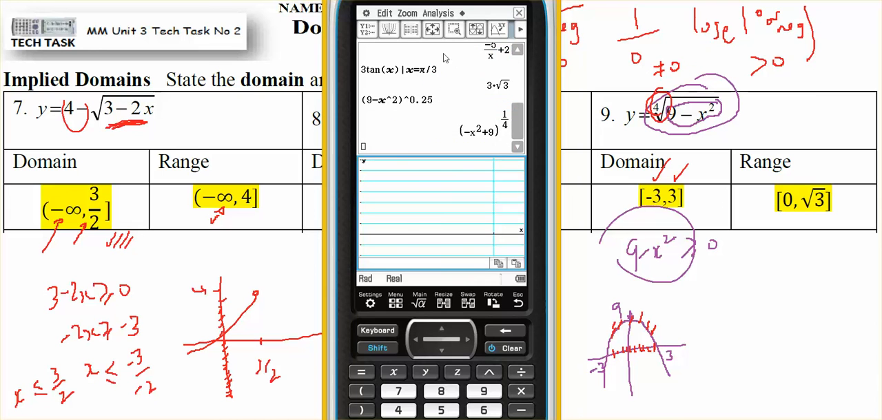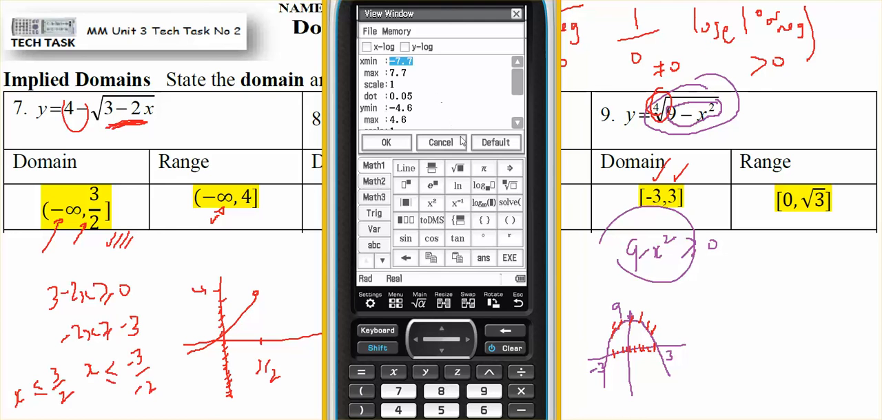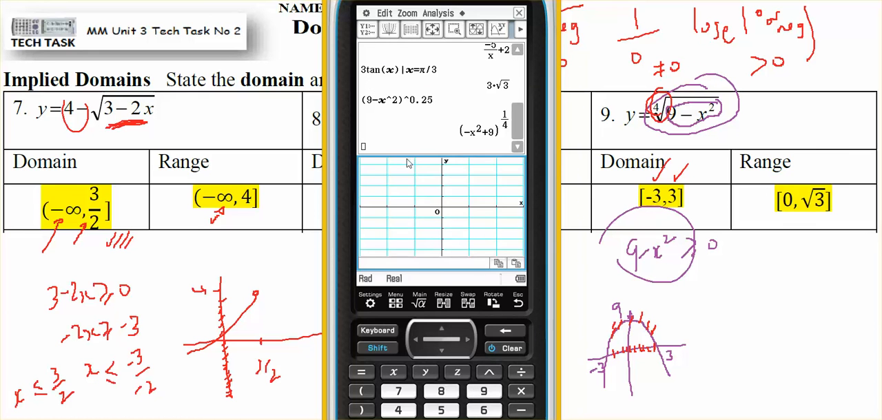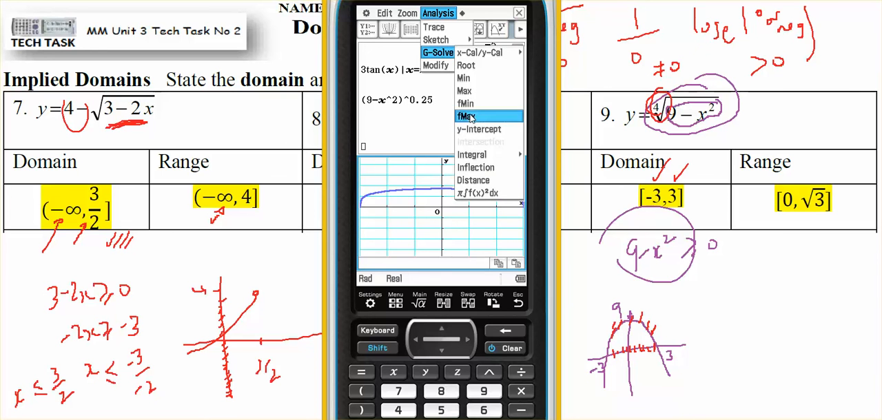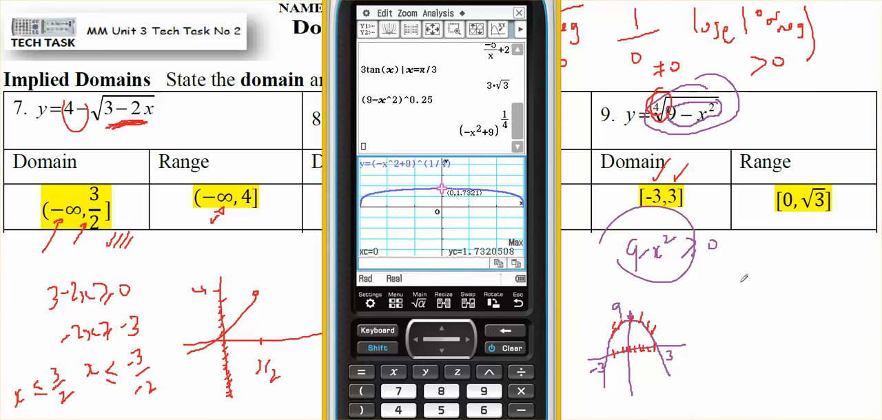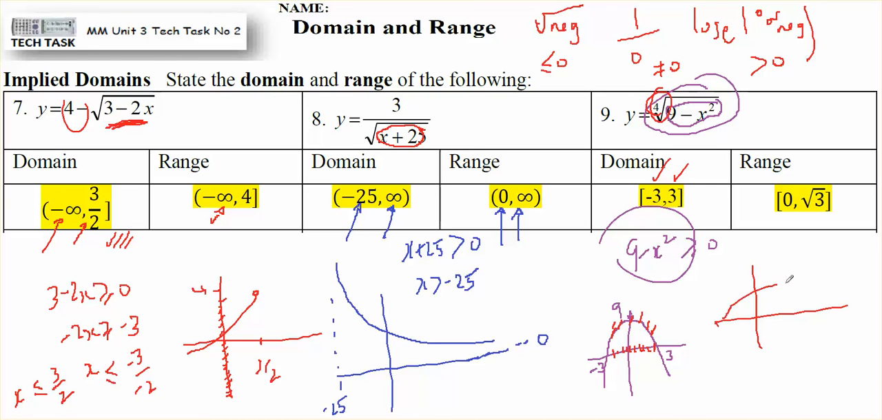Open the window, I might go zoom, clear, all clear, okay, and I might go from negative 3 to 3, and now I drag and drop this, and I see that, oh, that's a nice shape. The range goes from 0 up to that point there. That point happens to be when x equals 0, so it should be the fourth root of 9, and the fourth root of 9 will be the square root of 3. G-Solve, f max, and unfortunately it's going to give me a decimal. So the graph of y actually looks like that.